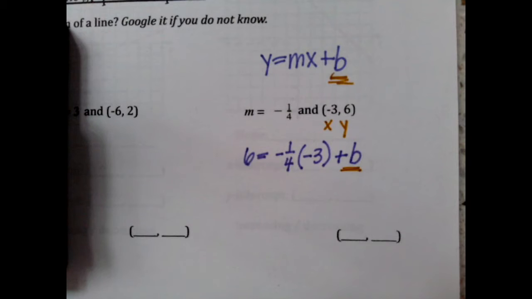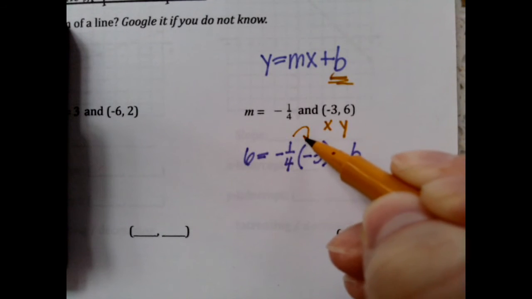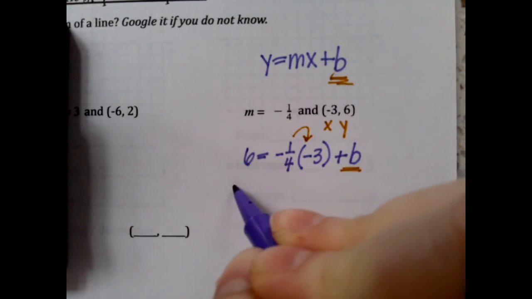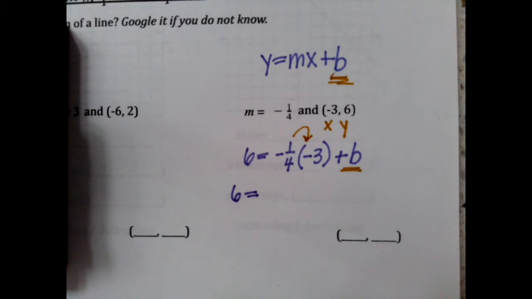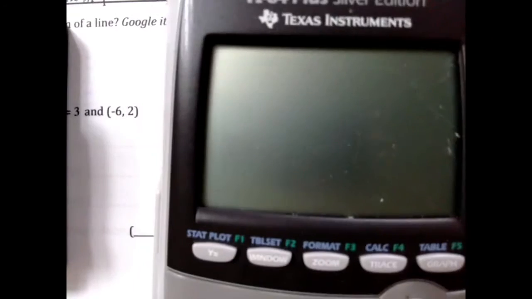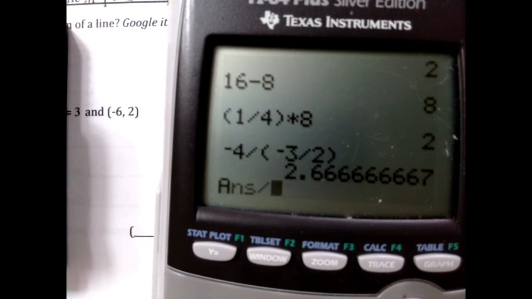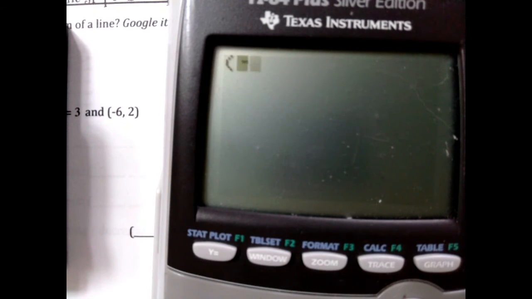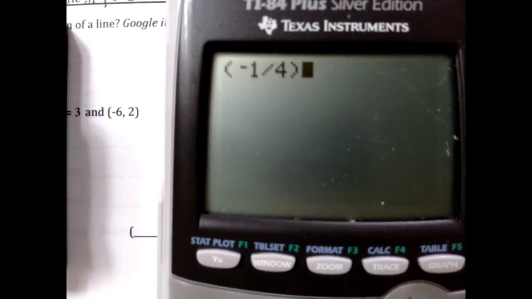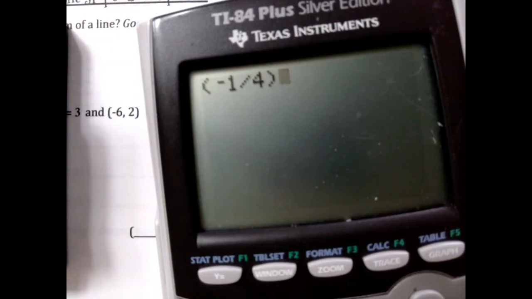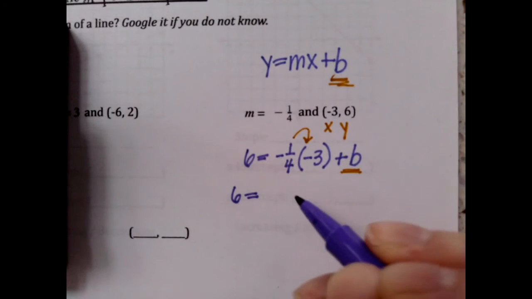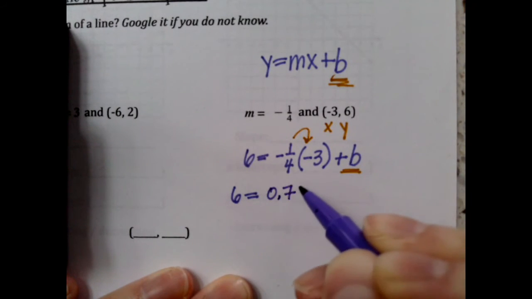So I'm going to solve this equation for b, trying to get b by itself. The first thing I want to do is distribute and multiply. So we get 6 equals, and since this is a fraction, I'm going to grab a calculator and do -1/4 times -3 to get 0.75. If it gives you a fraction, that would be 3/4, so you could do that as well. It's up to you. I'm going to use the decimal because that's just what I prefer.